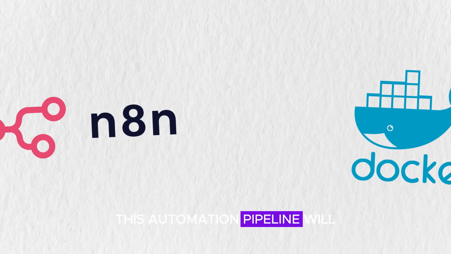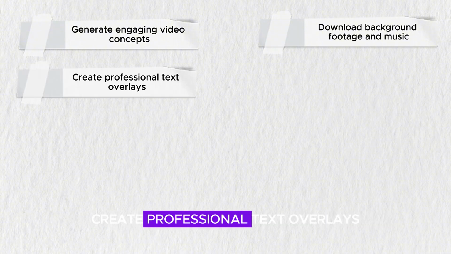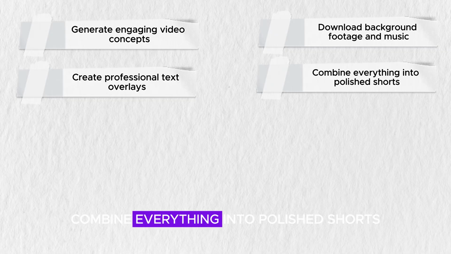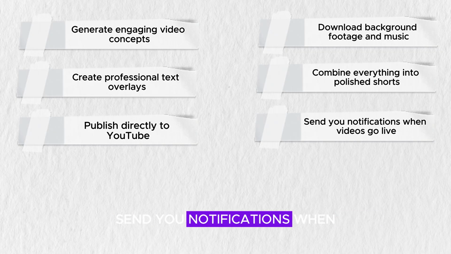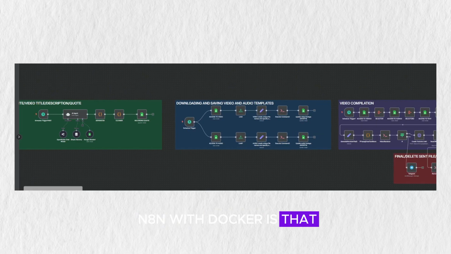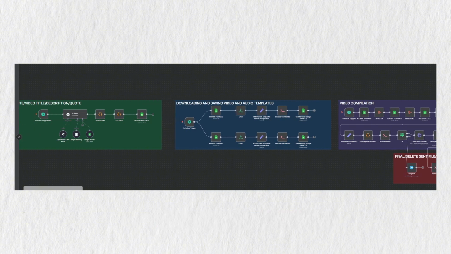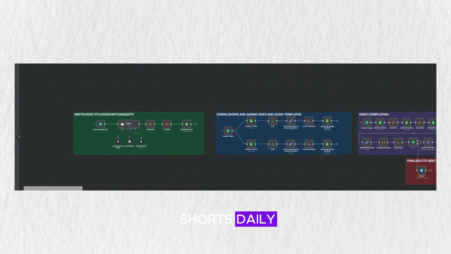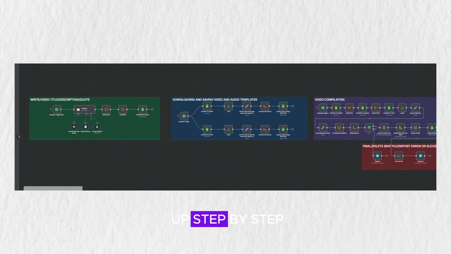This automation pipeline will generate engaging video concepts, download background footage and music, create professional text overlays, combine everything into polished shorts, publish directly to YouTube, and send you notifications when videos go live. The beauty of using n8n with Docker is that once configured, this system runs completely hands-free. You can generate multiple shorts daily without lifting a finger. Let me show you how to set everything up step by step.